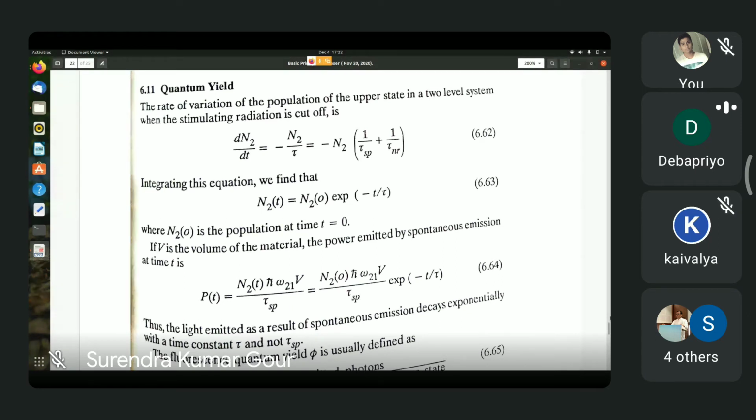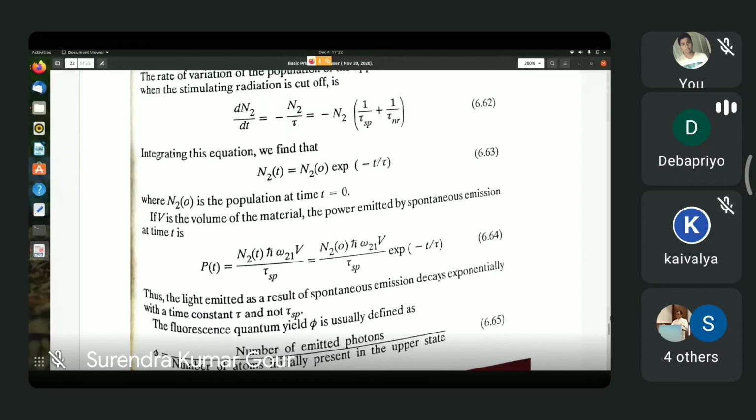the atoms in the upper level can jump down to the lower level either by spontaneous emission of radiation or by a non-radiative mechanism. And if you solve equation 6.62, you immediately arrive at equation 6.63, which is how many atoms are in the upper level at a certain time.